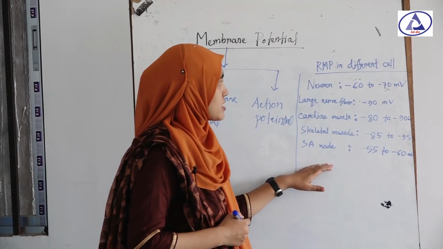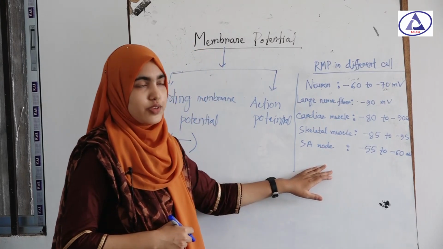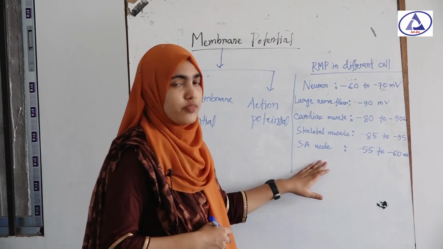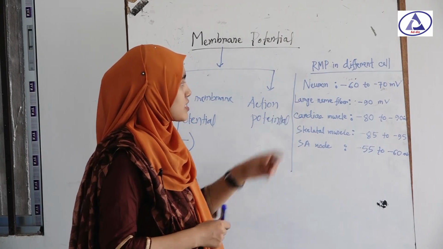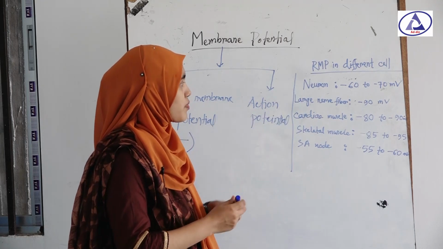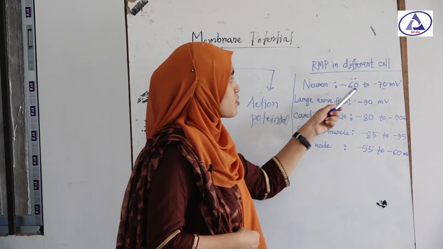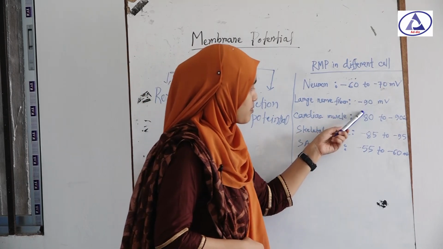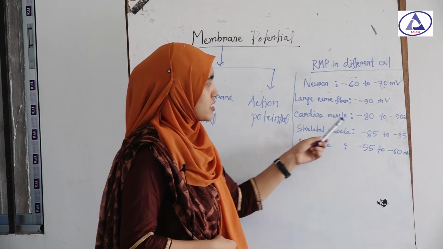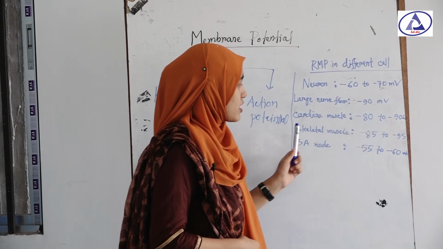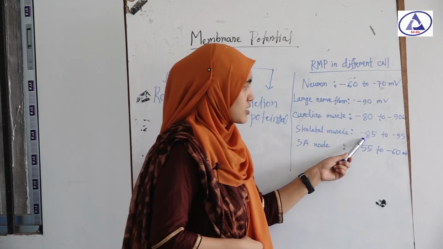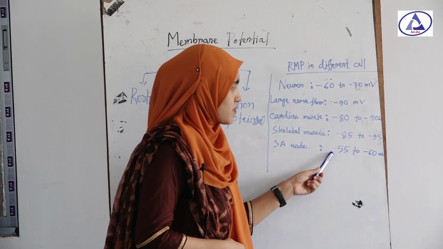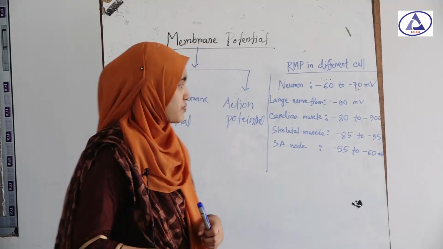Here I have already written some resting membrane potentials of different cells. This chart is taken from Guyton, the 14th edition of International Guyton. So here we can see in neuron the resting membrane potential is -60 to -70 millivolt. In large nerve fiber it is -90 millivolt. In cardiac muscle it is -80 to -90 millivolt. In skeletal muscle it is -85 to -95 millivolt, and in SA node it is -55 to -60 millivolt.